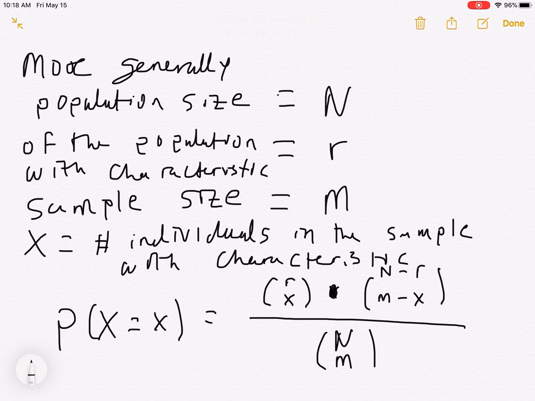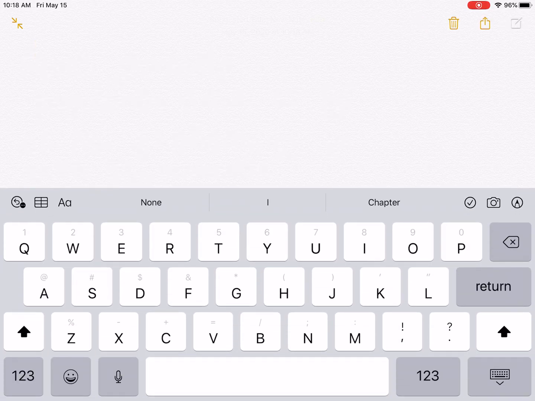This is slightly different than the formula described in your textbook, but it's exactly the same. I've interchanged which population has the characteristic and which one doesn't, and that's just a formality. Okay, so just a couple of other notes.